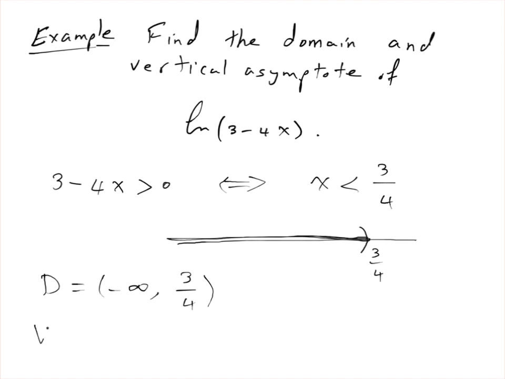And that is x equals 3/4. And we know vertical asymptotes are lines, so you have to write it as an equation of a line, and the x is important here. It's not a number, so don't just give it as 3/4.